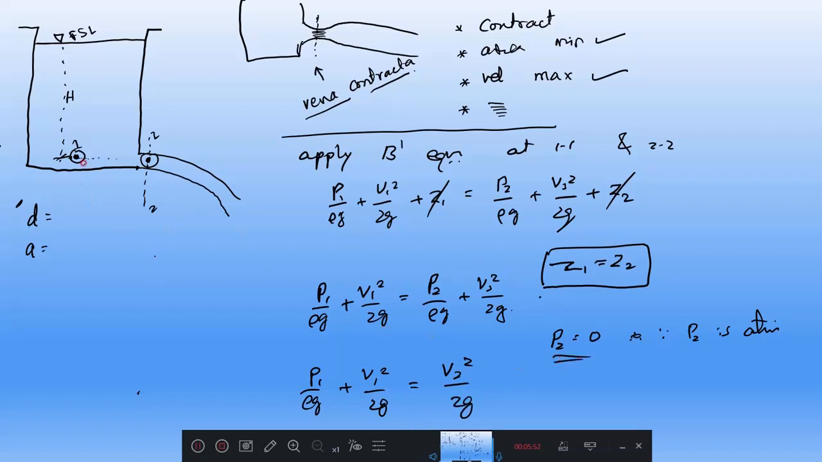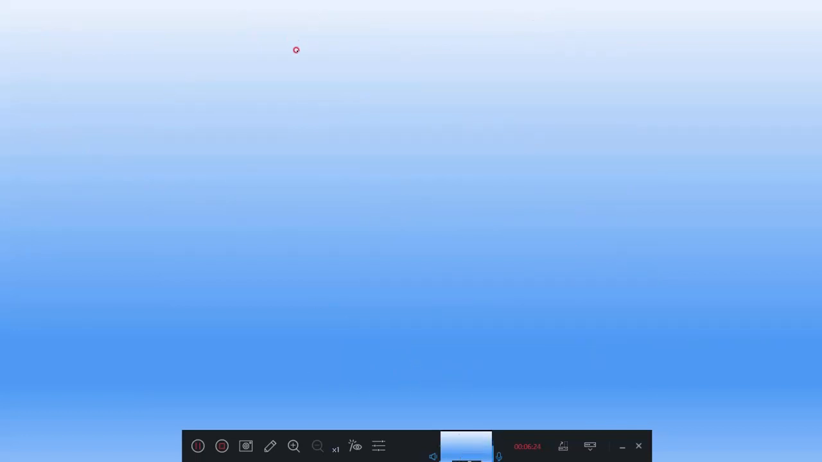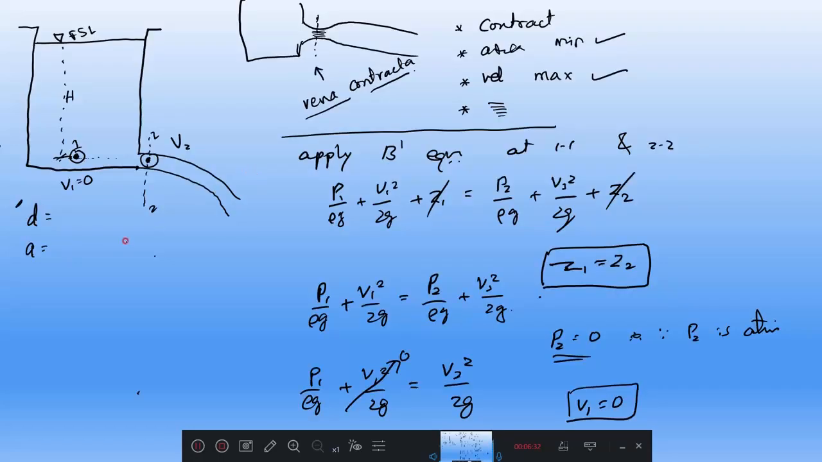Third condition I will consider. At section 1, the velocity V1 is very small compared to the velocity at 2. At section 1 the water is still, so I can assume the velocity to be 0. Therefore this term will go away. Then my expression becomes P1 by rho g equal to V2 square by 2g. Very interesting, right?